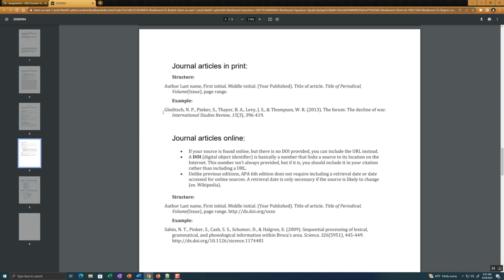You also see how the references are indented. So you should always have the second and subsequent lines indented for each reference entry. And you want to put the reference entries in alphabetical order by author last name.